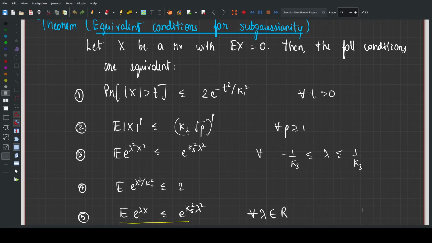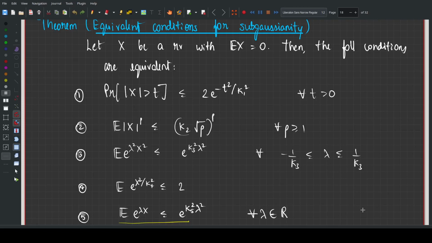As long as you have a random variable with expected value of x equal to 0, these 5 conditions are equivalent to Subgaussianity. So one condition is that the probability that the absolute value of x is greater than t is less than or equal to e to the minus t square by k1 square. So the dependence on t is e to the minus some constant times t square, which essentially behaves like a Gaussian. So these have Gaussian-like tails.